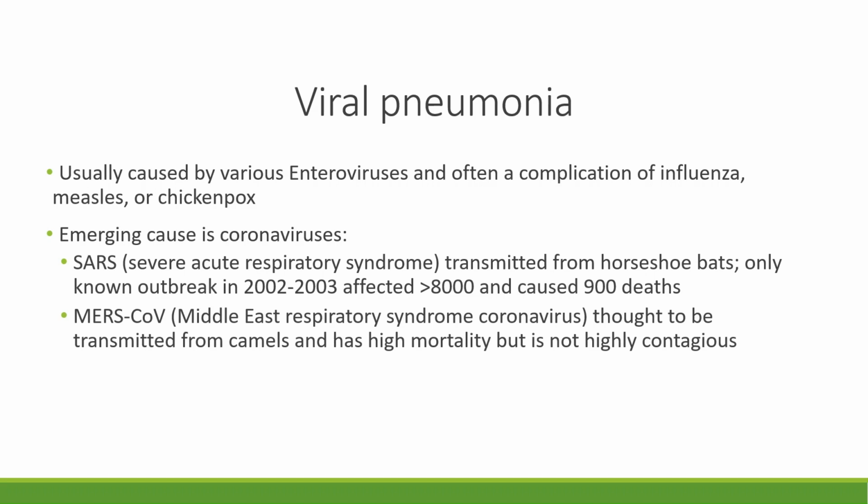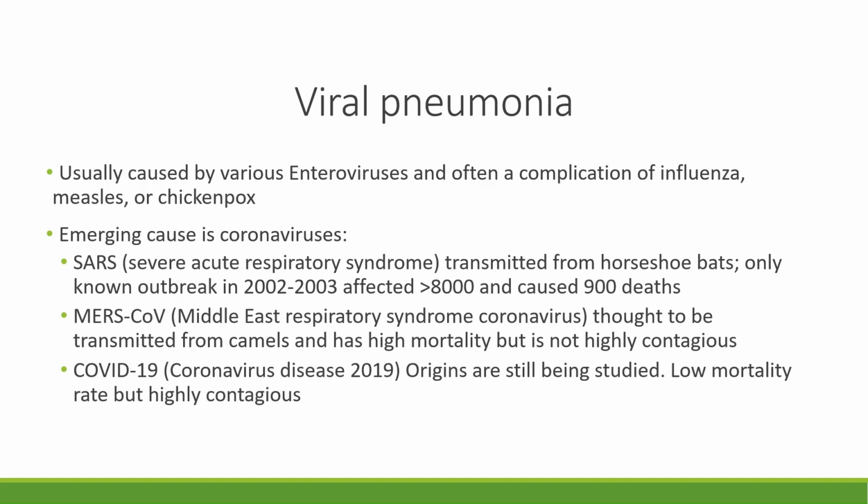You may have heard of MERS or MERS-CoV. This is Middle East Respiratory Syndrome coronavirus. It's thought to have come from camels. It has a high mortality rate, but it isn't easily transmitted between people. And then lastly, the one we're probably most familiar with today is COVID-19, which stands for Coronavirus Disease 2019. This was the year that the disease was classified as emerging. This is highly contagious. Its mortality rate is actually lower than MERS, but again, it's so highly contagious that this is where the issue really comes from here. Its origins are still being studied, but it did cause a global pandemic with widespread impact.